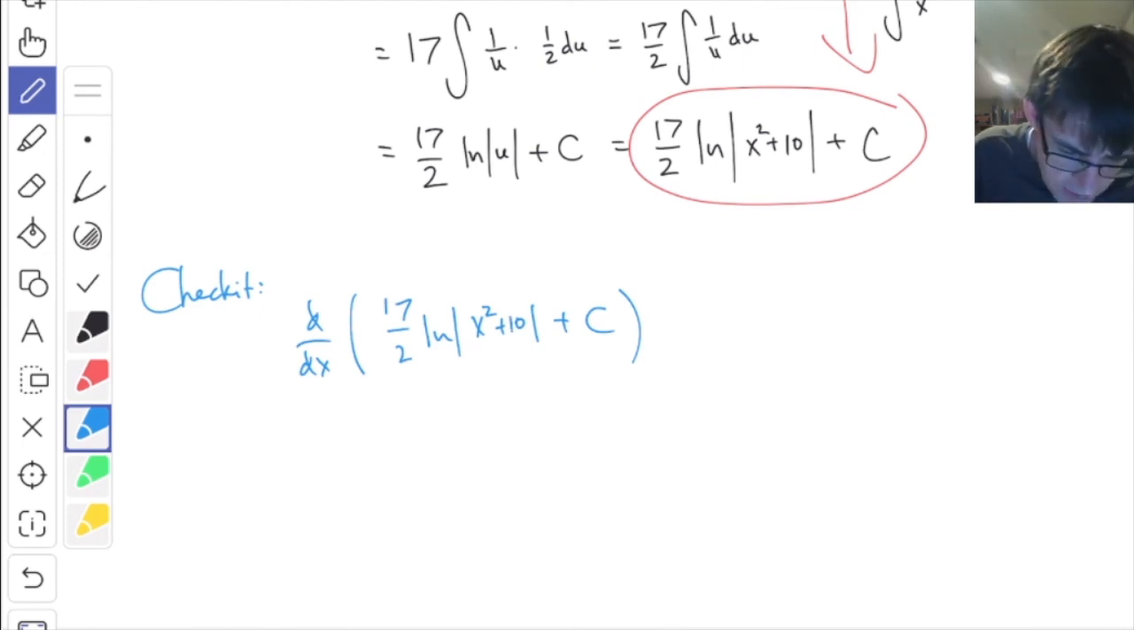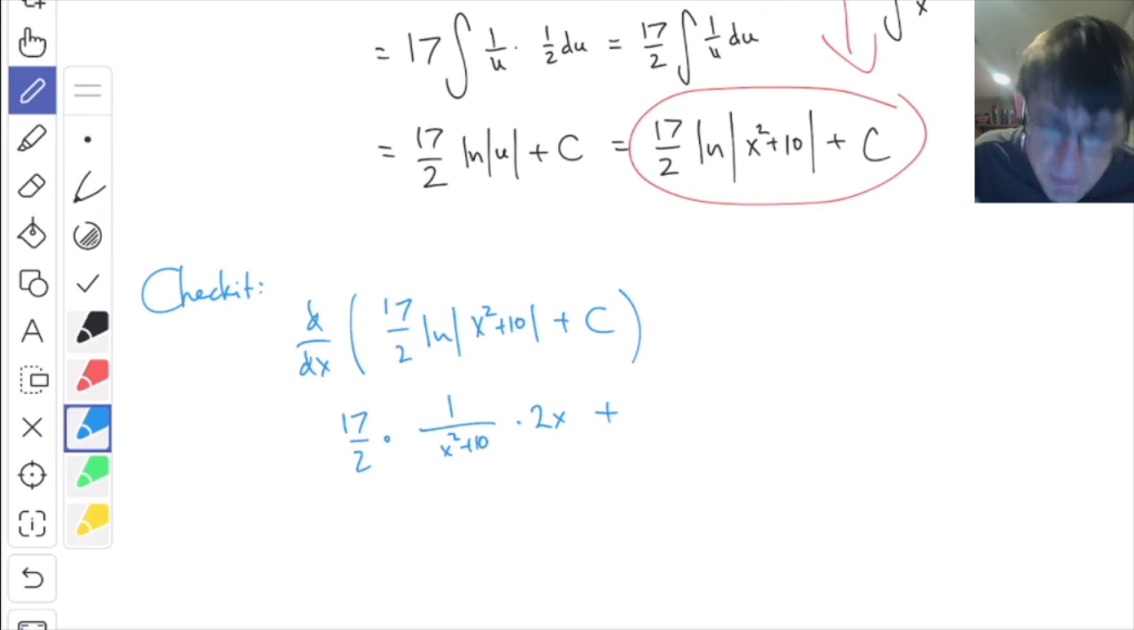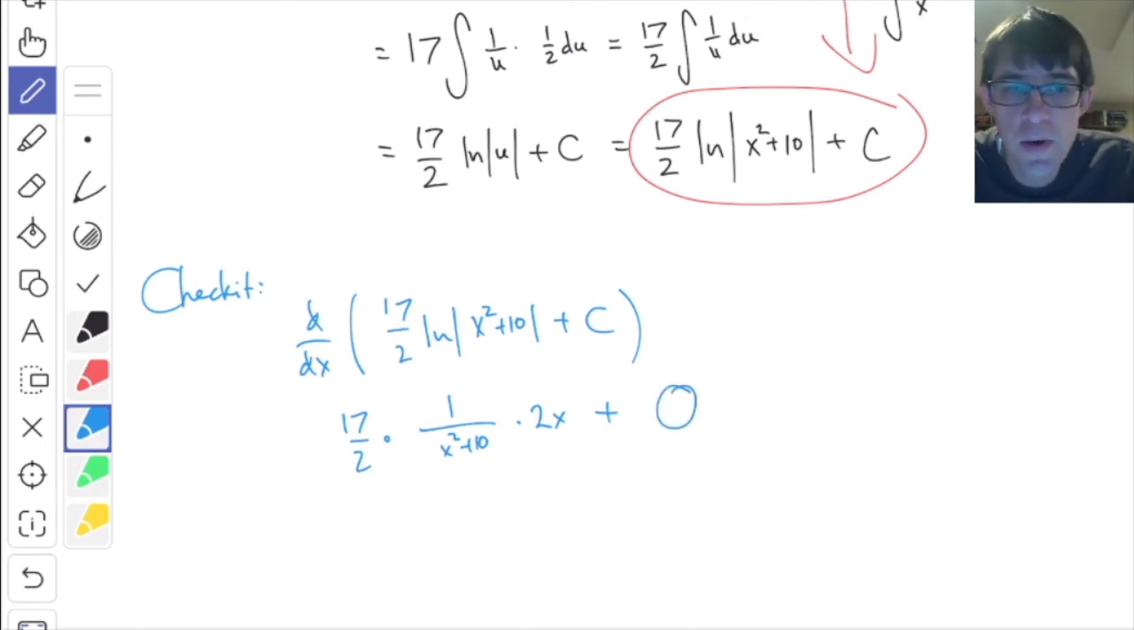When I take this derivative, 17 over 2 stays like it is as a coefficient, and then the derivative of the log of something, I'm going to have to do the chain rule. I begin with 1 over x squared plus 10, and then times the derivative of the inside of the log, which would be 2x. And then plus c becomes plus 0 because the derivative of a constant is 0.